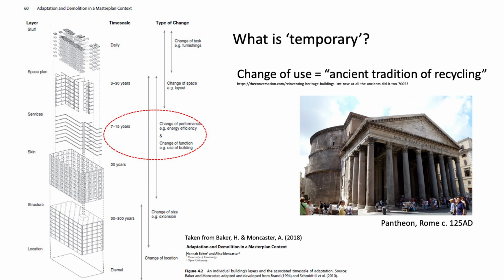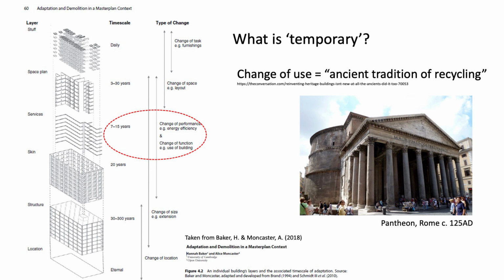So what is temporary as well? That's another big component of this. From some recent research from Baker and Muncaster, they looked at the UK building stocks, and they said that change of use was happening on around 7 to 15 years. So even in the building stocks that we're familiar with, they're undergoing some level of change of use fairly regularly. 7 to 15 years isn't that long.